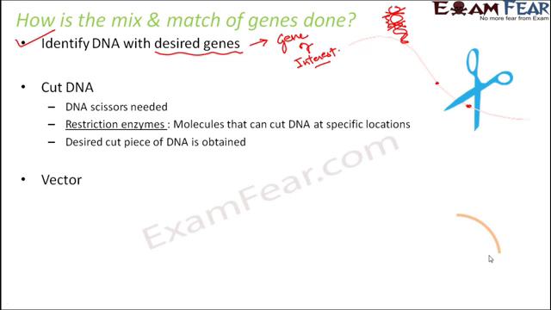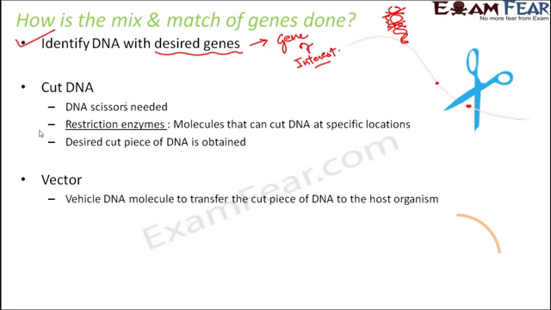For that purpose, we need a vehicle. And what is that vehicle? That vehicle is a vector. So it is a vehicle DNA molecule to transfer the cut piece of DNA into the host organism. This vehicle DNA molecule will actually attach itself to this cut piece of DNA, and then it will get introduced inside the host organism, and this vector along with this cut piece of DNA together will form a recombinant DNA, which will have the ability to replicate. So now we will see how that entire process happens.